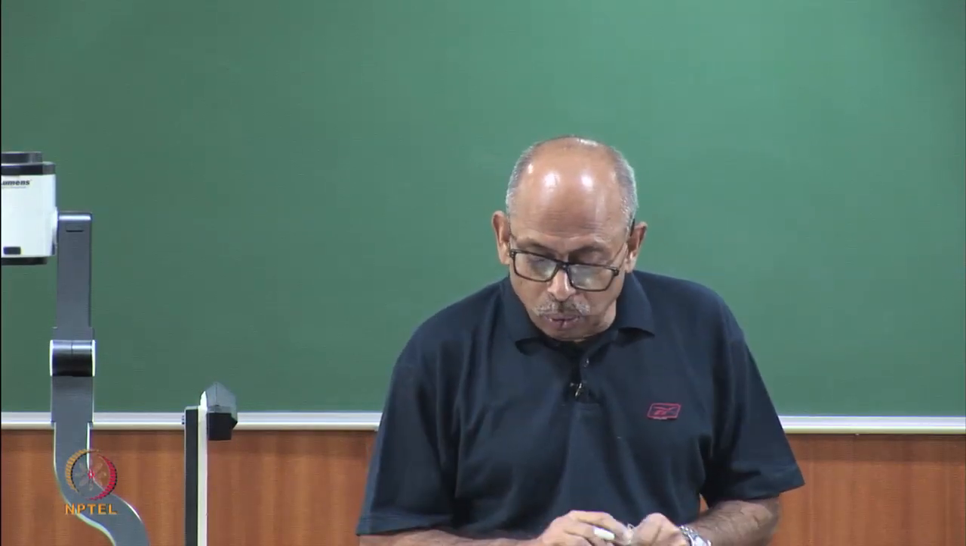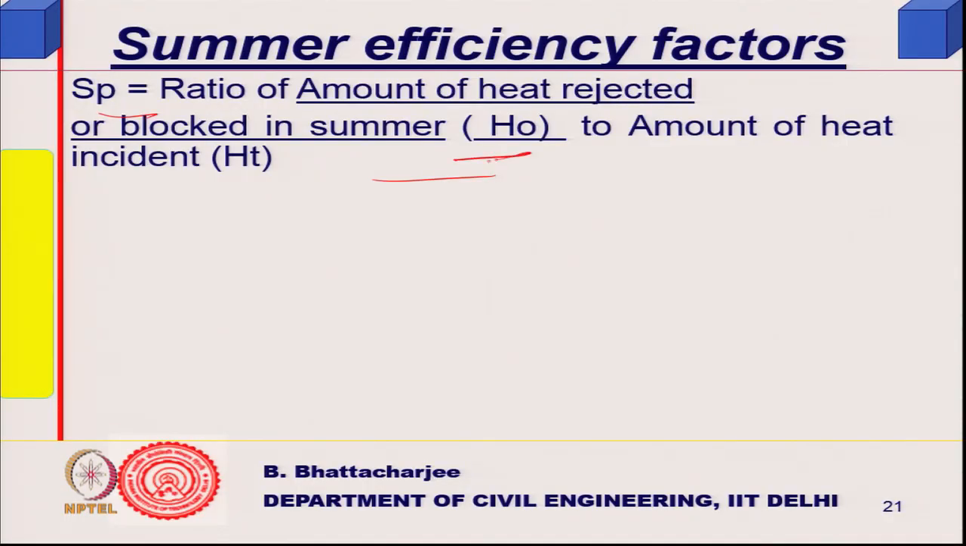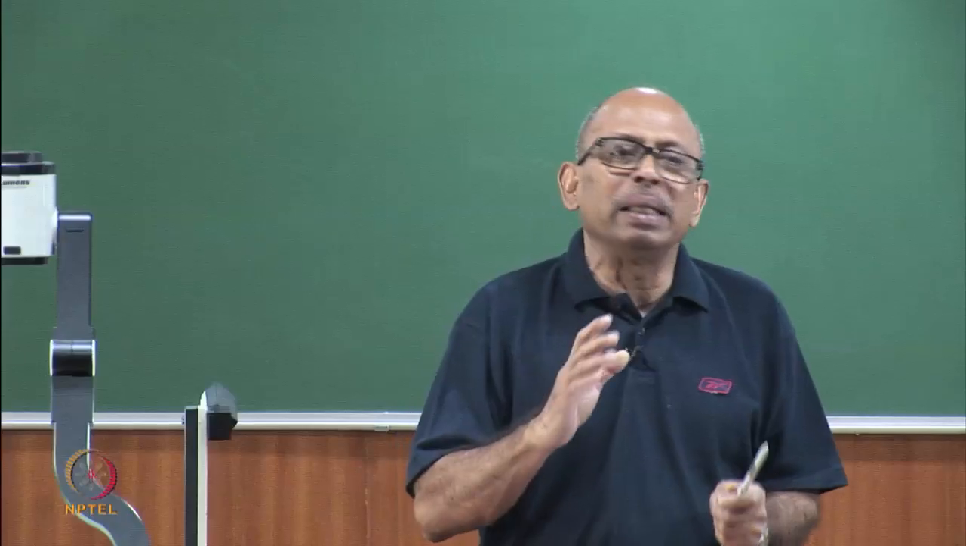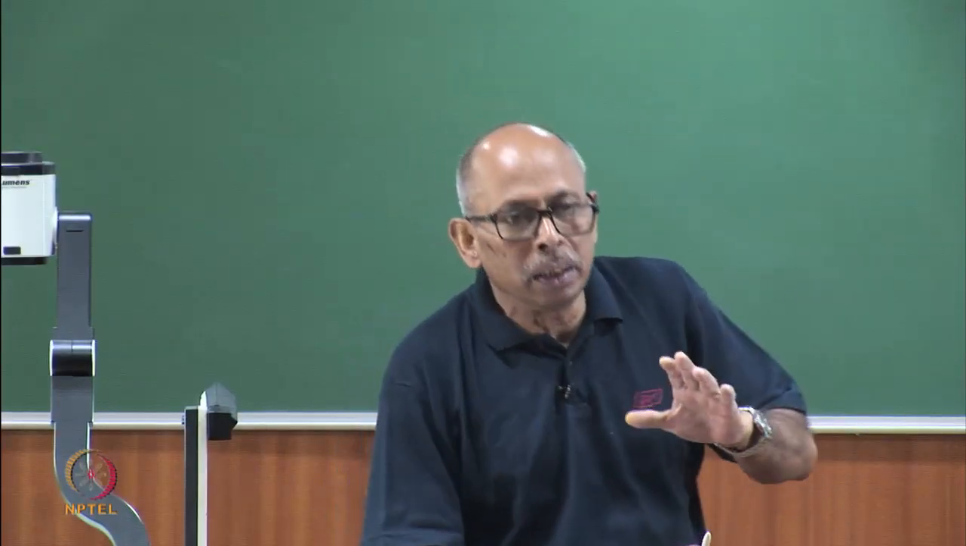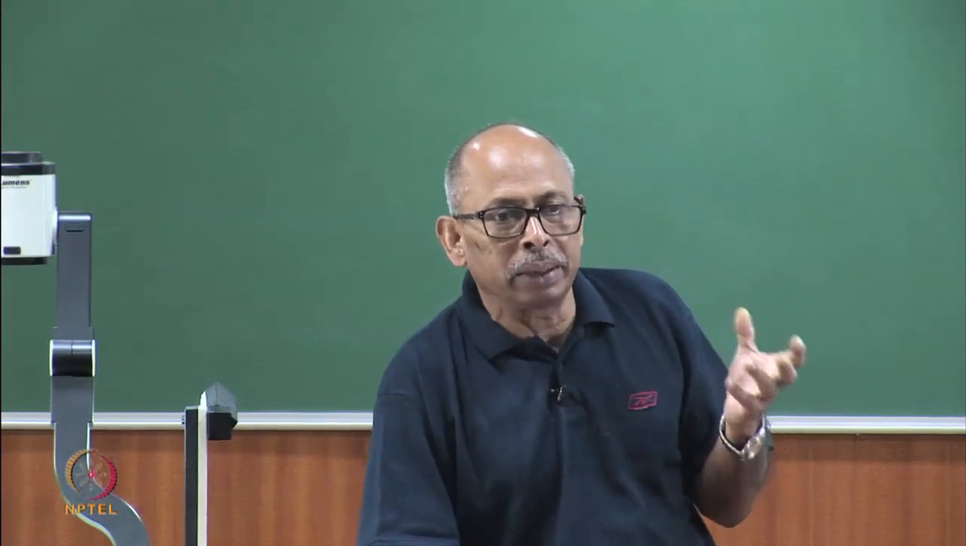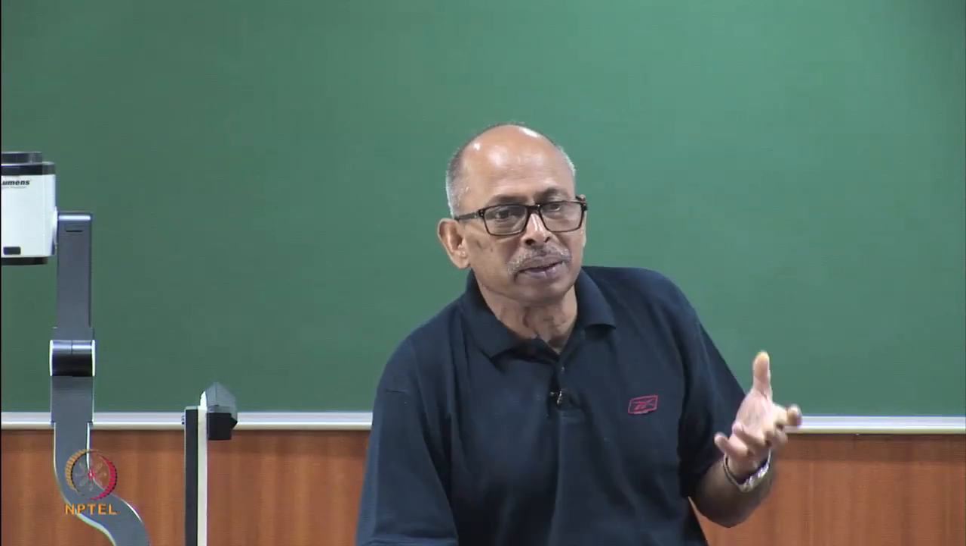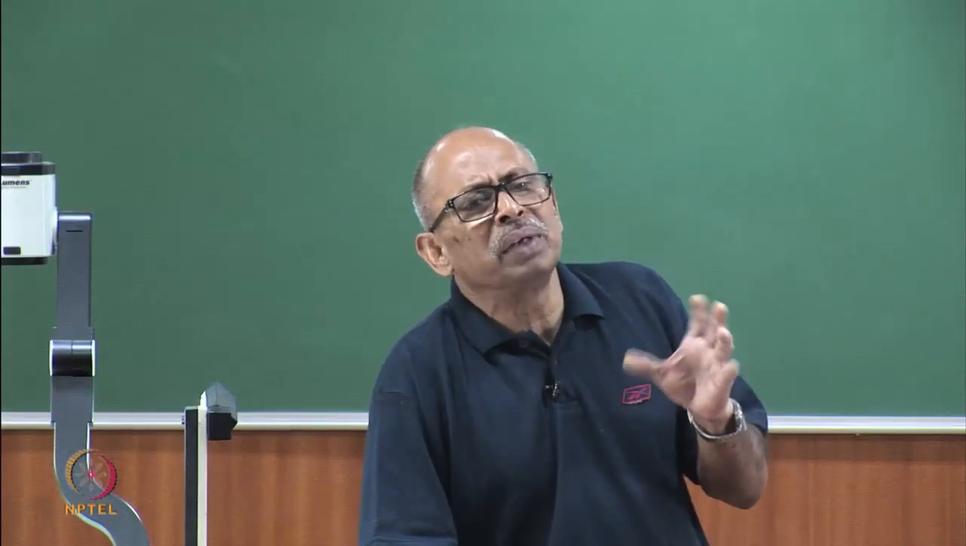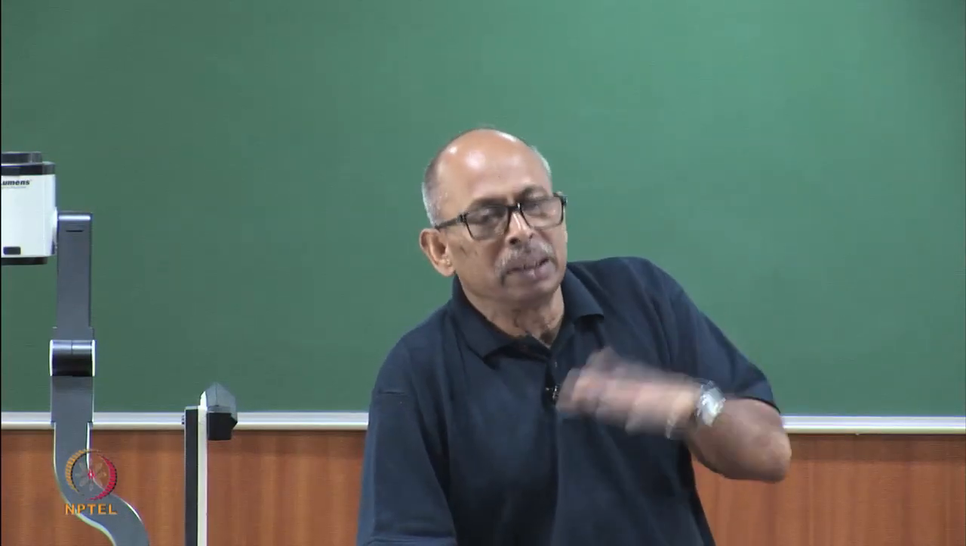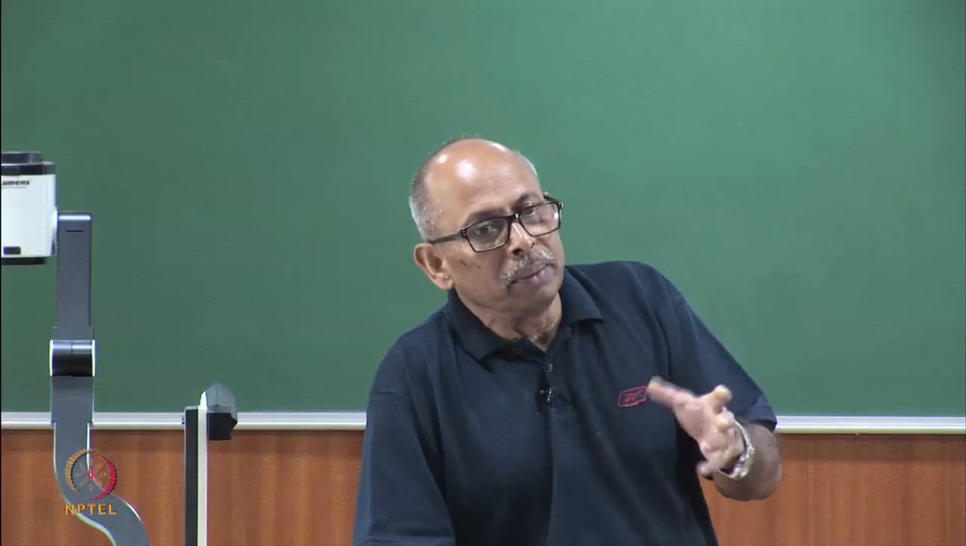So let us say HO is the heat rejected or blocked during summer, and to the amount of heat incident, total heat incident. Today there are so many automated systems available, with electronics and instrumentation coming in, varieties of things can be done. So there is possibility, but these are only passive things. Some of them can be straightaway.